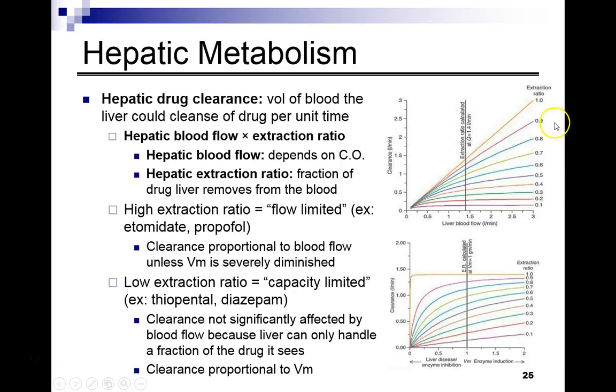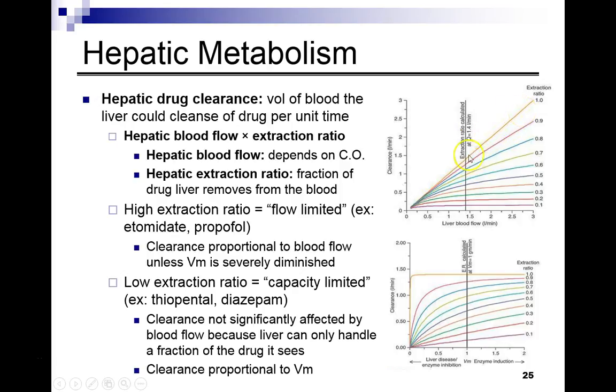Let's take a moment and look at these two graphs on the right side over here. So this first graph is showing hepatic clearance in liters per minute as a function of liver blood flow. And so here's a drug which is very well extracted from the blood by the liver. And so we expect that as we send more blood to the liver, it will extract more drug from the blood as it passes through the liver.